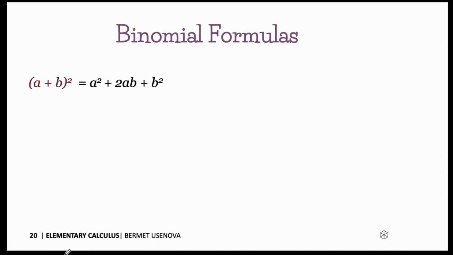Let's have a look at the first formula. How did we come up with this formula? I will try to explain to you. So (a + b)^2. If you remember the power rule, it means that it's just (a + b) multiplied by (a + b).